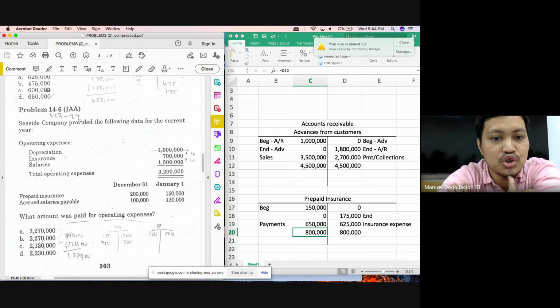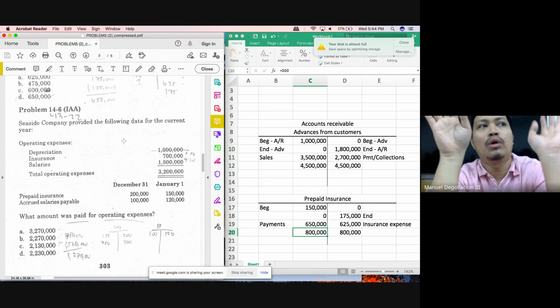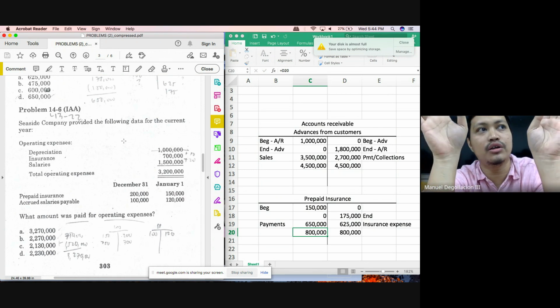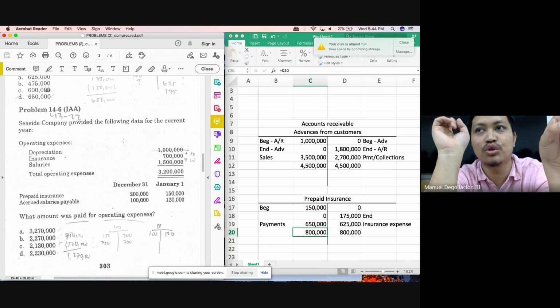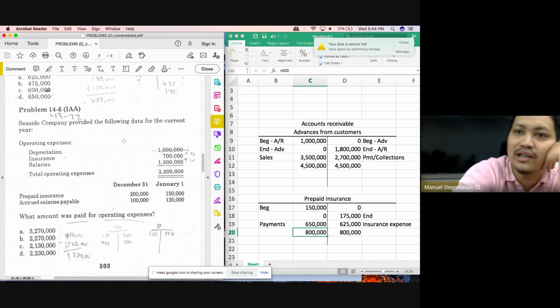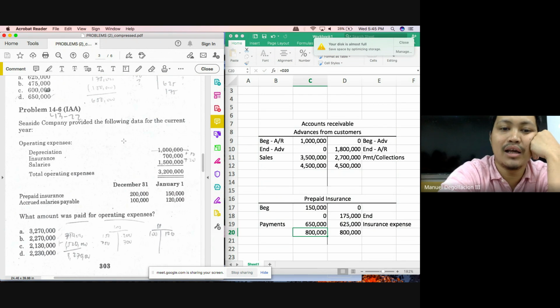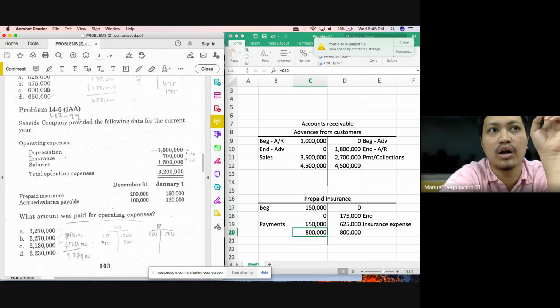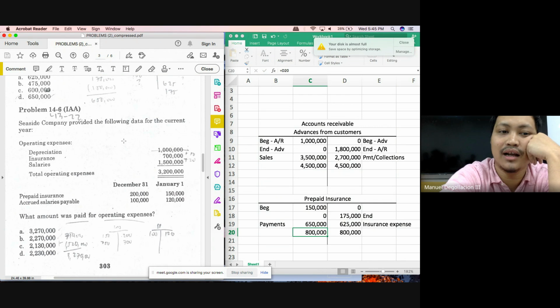So what happened to your prepaid insurance? It increased. Now, what are the two basic transactions affecting your prepaid insurance? Payment for insurance and insurance expense. It increased by 50. So what does that mean? If it increased, that means payments were greater than the amount of actual expenses. And since we're looking for the amount of payments, class, what do we do with the difference of 50? You will have to add the 50 to the 700. Do you get the analysis, class?